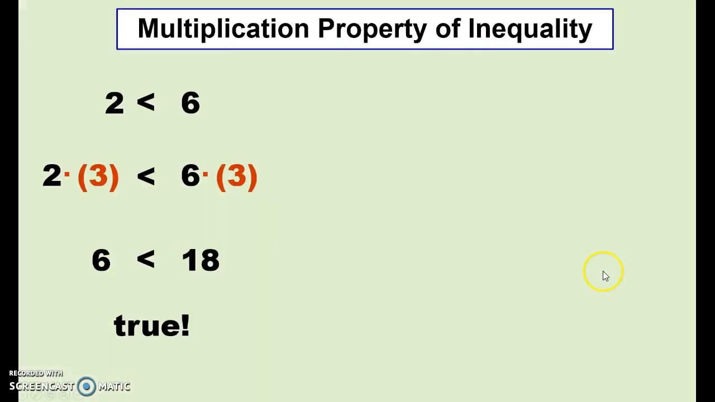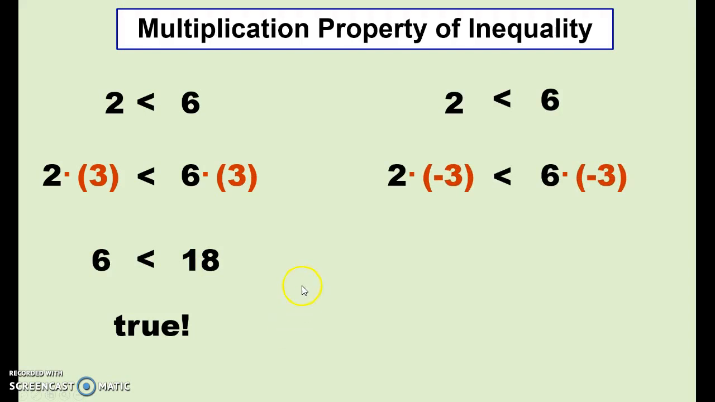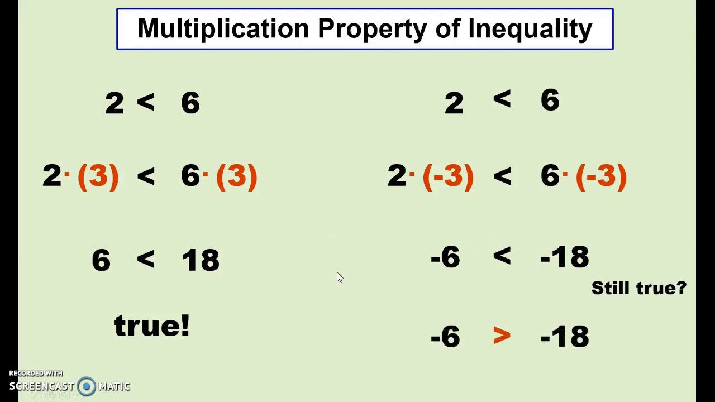Let's just go over multiplication property of inequality again. This shows that if I multiply both sides by the same positive number, I still get a true statement. But what if I multiply both sides of the inequality by a negative number? I mean, we start off 2 is less than 6, and that's true. But if I multiply both sides by a negative, is -6 less than -18? No, -18 is farther to the left on the number line. That makes it smaller. It's no longer true. What do you have to do to make this statement true? You have to switch the inequality symbol.